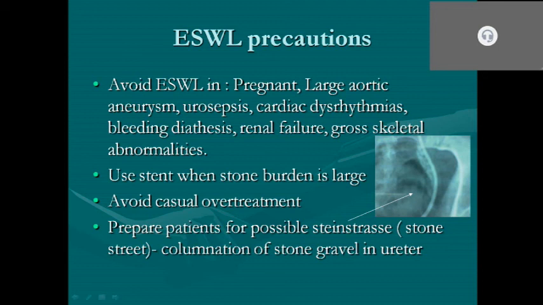In case of infection, urosepsis, cardiac disease, bleeding disease, renal failure, or gross skeletal abnormalities, you cannot position it properly. So in these cases, shock waves are contraindicated. When large stone burden is there, it's better to put a double J stent so that stone fragments can pass off easily. Most important thing is avoid casual overtreatment.